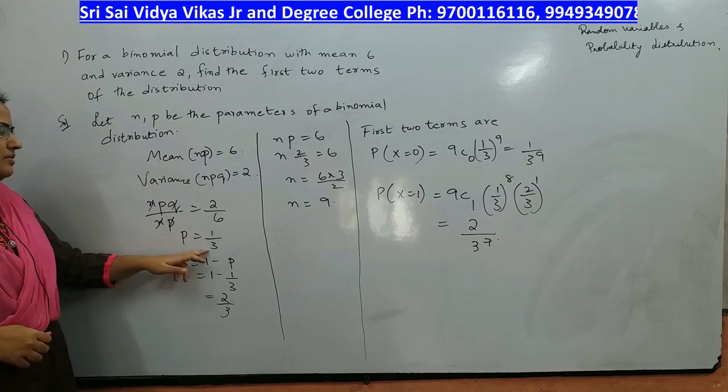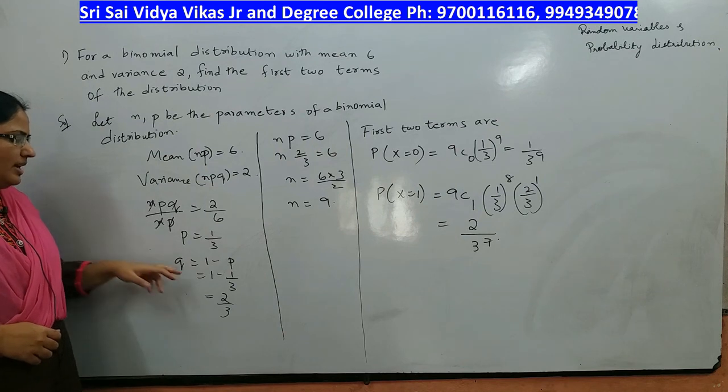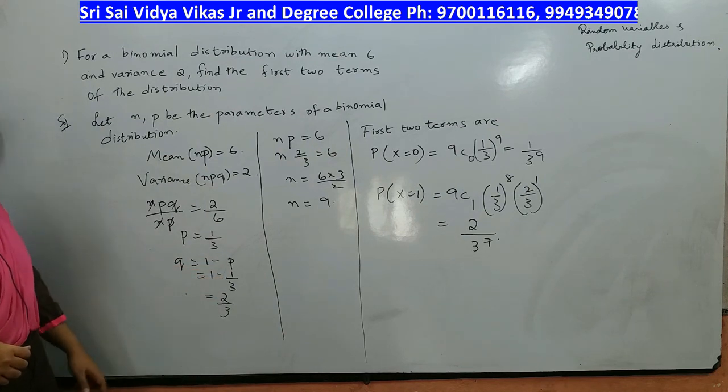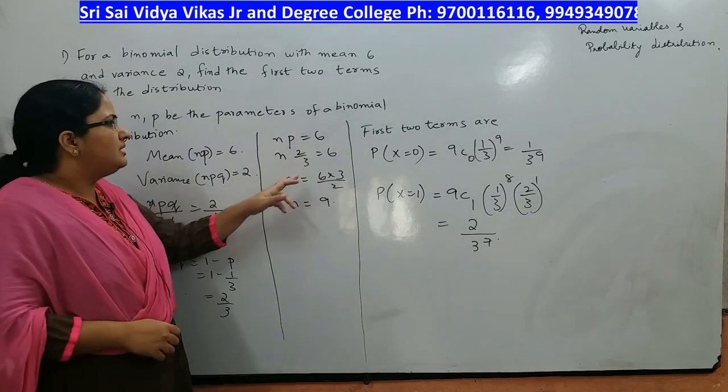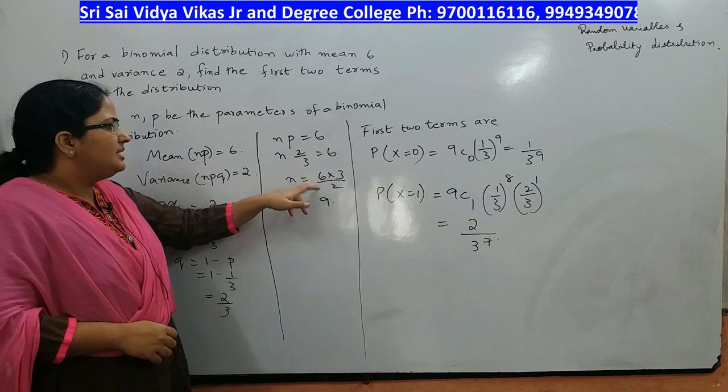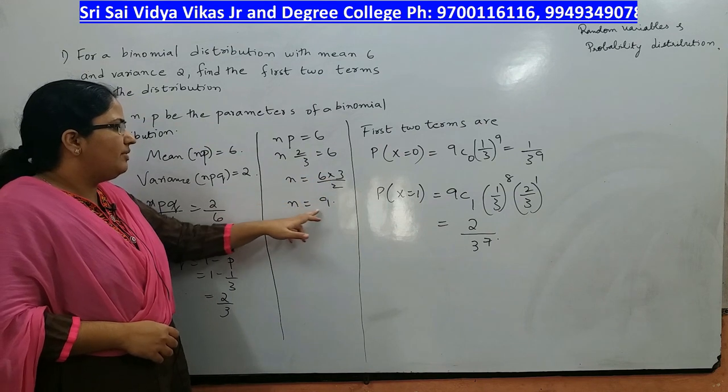So P value is 1 by 3. Q value is 1 minus P, that is 1 minus 1 by 3 which is 2 by 3. So NP is equal to 6, N into 2 by 3 is equal to 6, N is equal to 6 into 3 by 2, N is equal to 9.